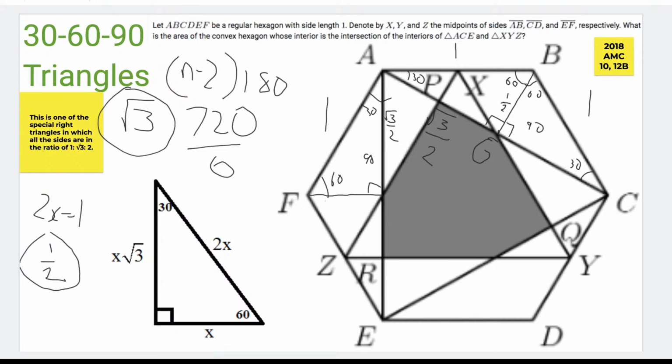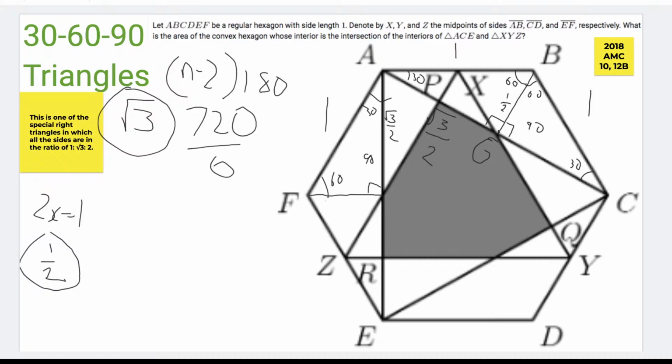When it comes to 30-60-90 triangles, the diagrams will be a bit messy, but I'll make it clear. So we know that this is 90, and this is 60 over here.